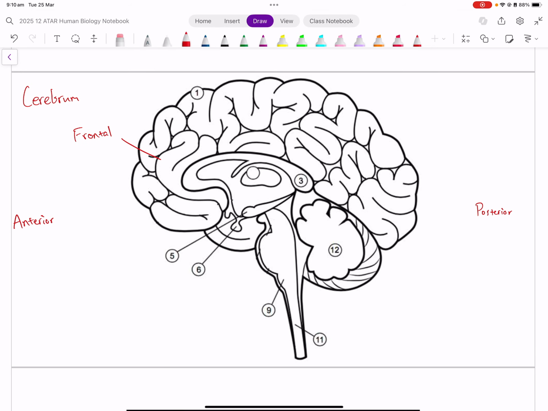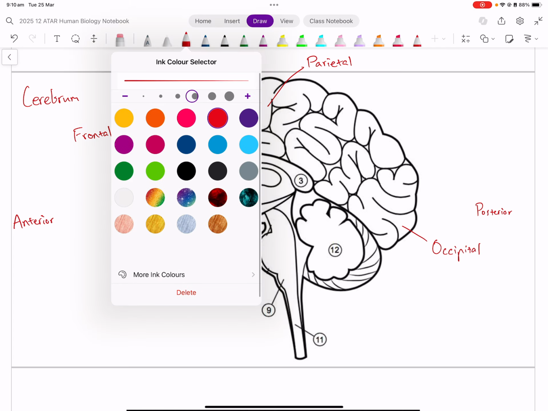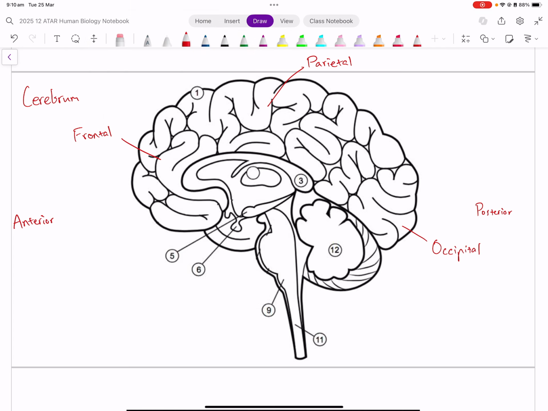So after the frontal lobe, we then have the next lobe. I'm going to label them all in red here, and this next lobe is the parietal lobe. Following the parietal lobe towards the back of the brain, towards the posterior side, we have the occipital lobe. And I'm just going to make my marker a little bit thicker here so it's easier to see. But then we also have, towards the side of the brain here, this is what we know as the temporal lobe.